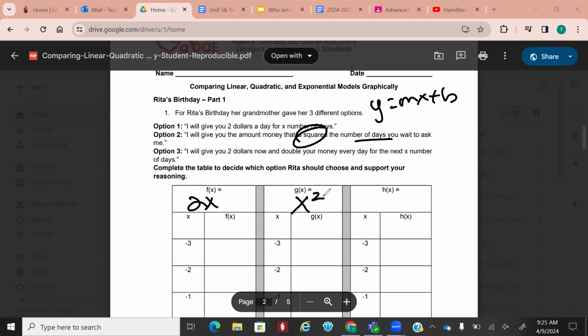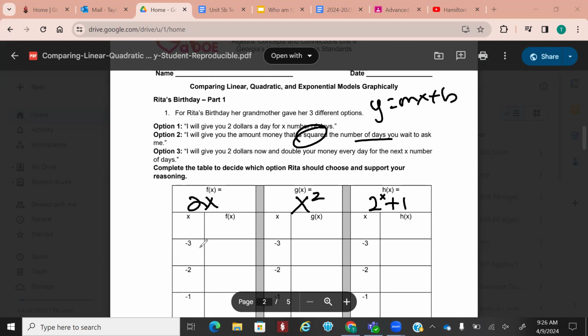Now, on the last one, it says, I'll give you $2 now and then double your money every day for the next X number of days. So we know that this is going to be exponential. We're doubling, so we're going to say 2 to the X, but we're going to say plus 1. And the reason why we're going to say plus 1 is because at the first day, or on the zero day, Grandma's going to give us $2. I don't know how to say that. On day 0, I'm going to get $2.